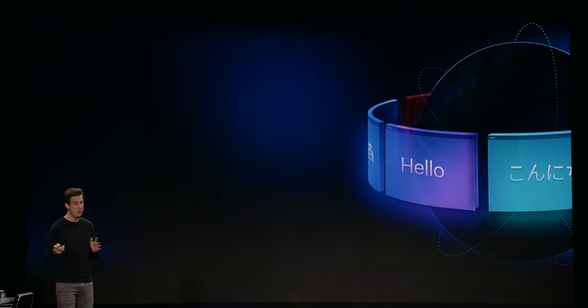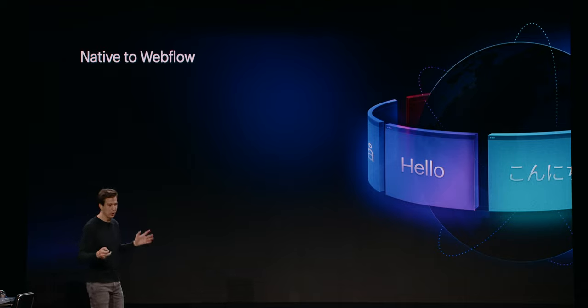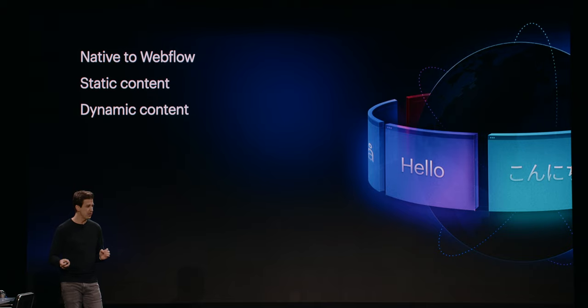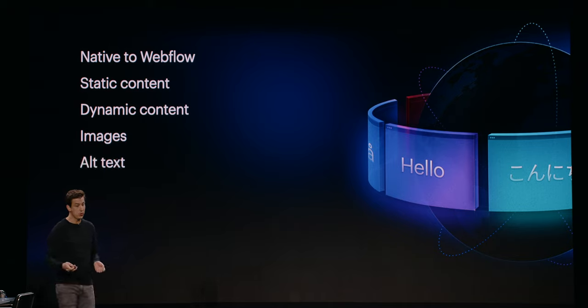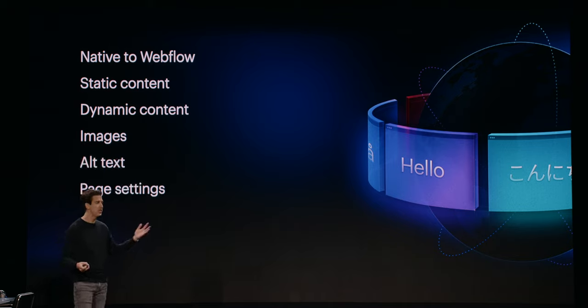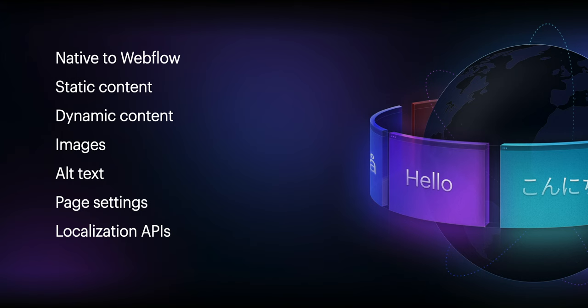First off, what we're building is native to Webflow. You'll be able to localize static content as well as dynamic content through the Webflow CMS. But it's not just text content. You'll be able to localize images, with full support for localizing alt text. You can swap out page settings, SEO titles, descriptions, slugs. We're also building out localization APIs, so you can programmatically provide translations through external tools. External translation services like Weglot, since they're doing a ton in this space.